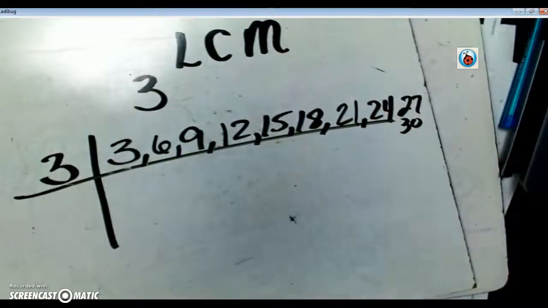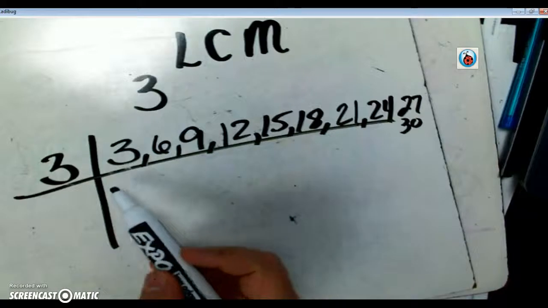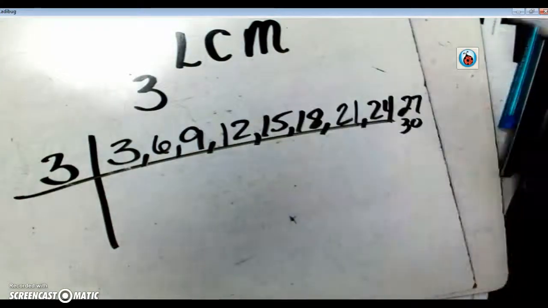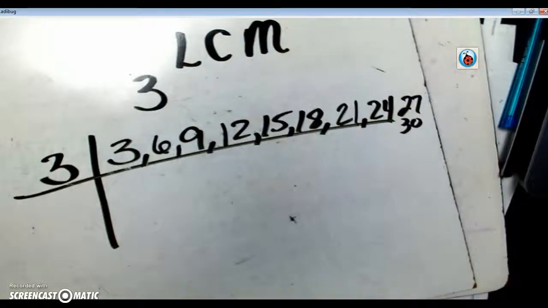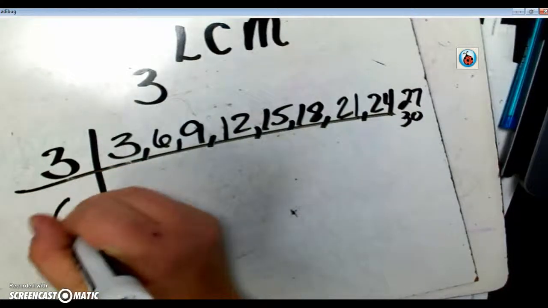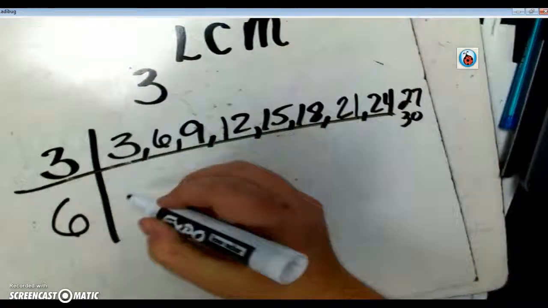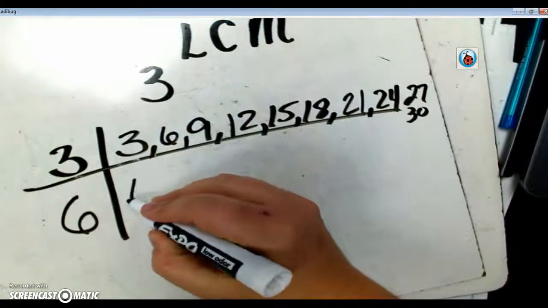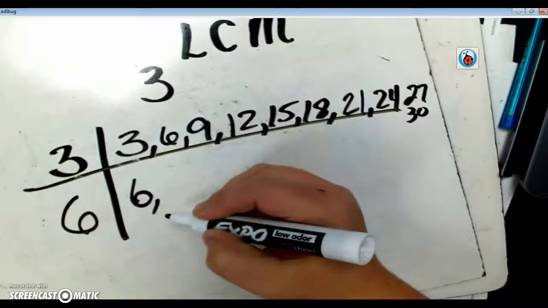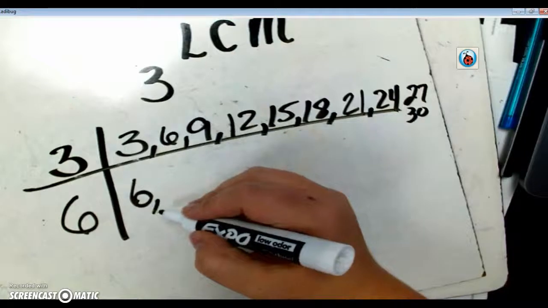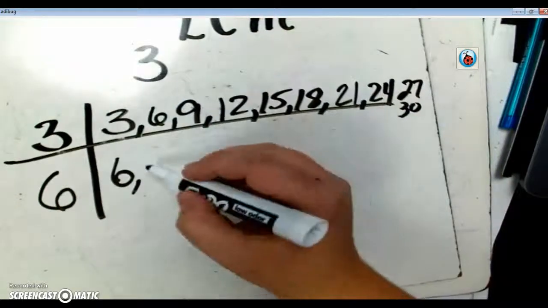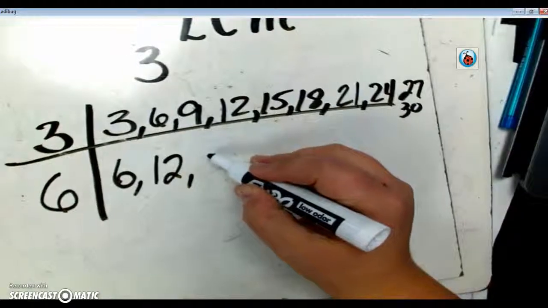I could continue that pattern forever and write every multiple of 3. So these numbers, 3, 6, 9, 12, 15, 18, 21, and so on, are multiples of 3. What if I also have the number 6 and I want to write the multiples of 6? What are my multiples, Alexa? So 1 times 6 is? 2 times 6 is?